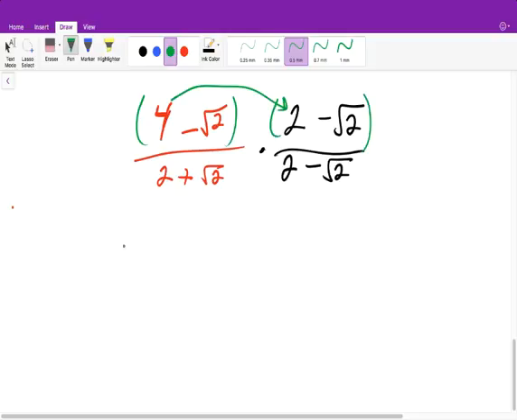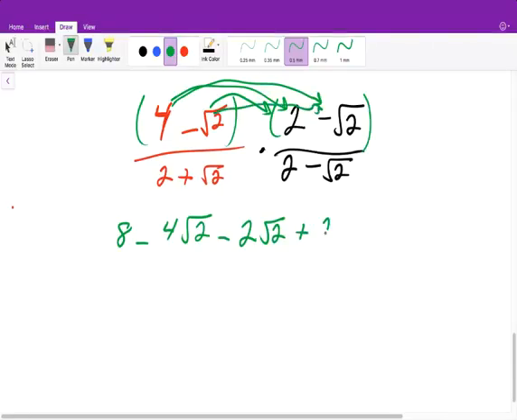So 4 times 2 is 8. 4 times negative root 2 is minus 4 root 2. Negative root 2 times 2 is minus 2 root 2. And negative root 2 times a negative root 2 is plus 2.